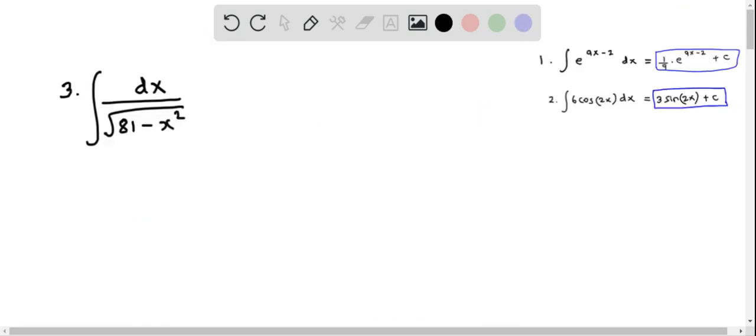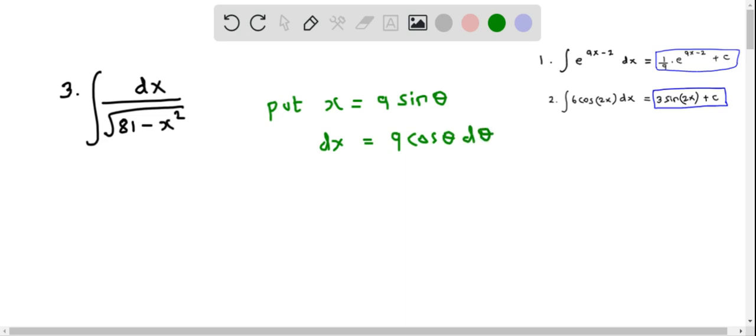We will now determine the result of this given integral. That is, we have to integrate dx over the square root of 81 minus x squared. So here I'm going to put x equals 9 sine theta. This is a substitution I'm going to make. Now I take differentials on both sides. So the differential of x is dx, and when you differentiate sine theta with respect to theta, we get cos theta d theta.